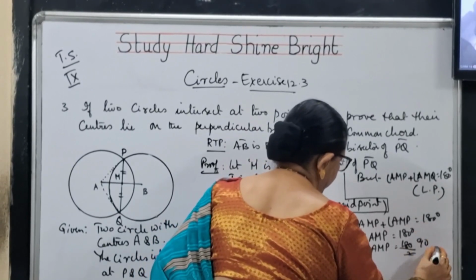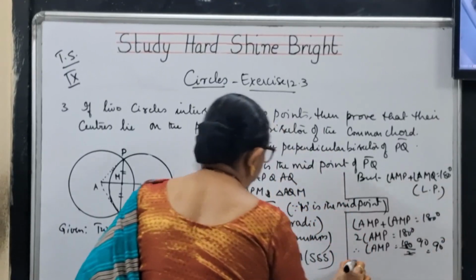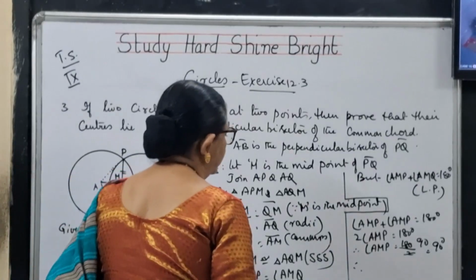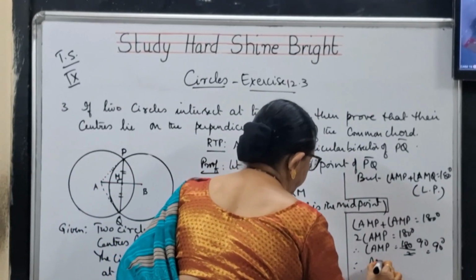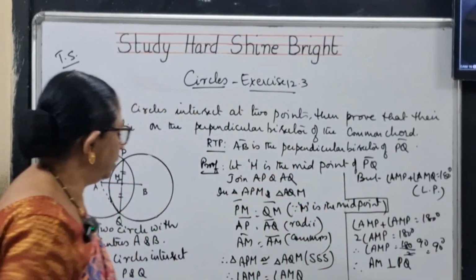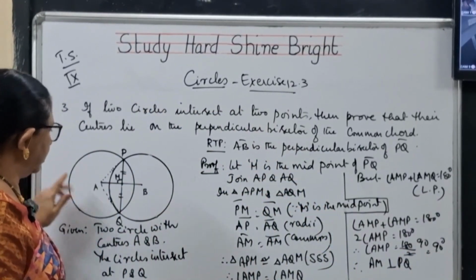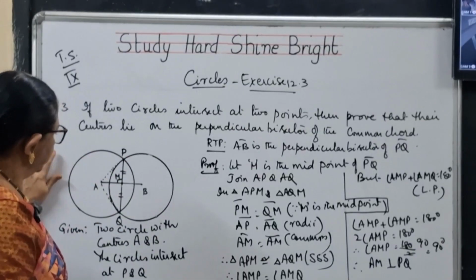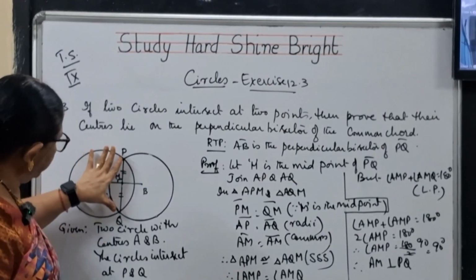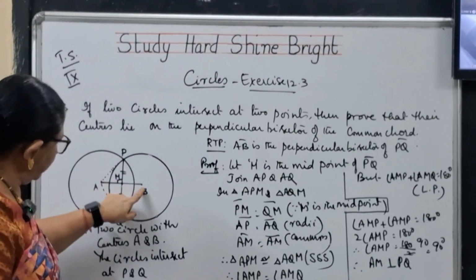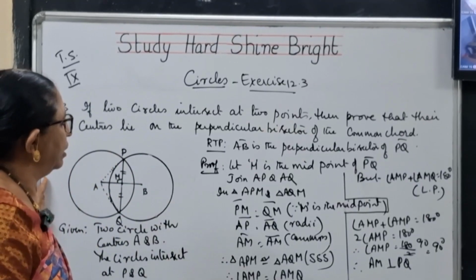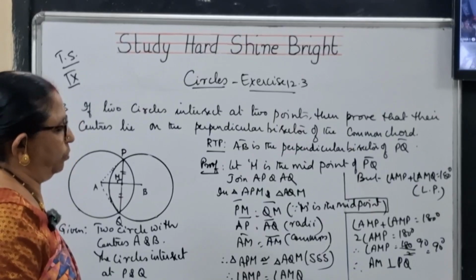This is 90 degrees. Therefore, when you can say that angle AMP is 90 degrees, what we can say? Therefore, AM is perpendicular to PQ. That means what, children? M is the midpoint and here you are getting perpendicular. That means AB is the extension of AM. Therefore, AB lies on the perpendicular bisector of PQ.